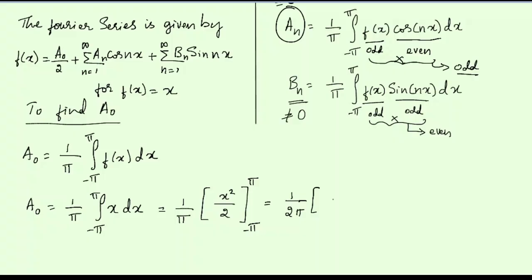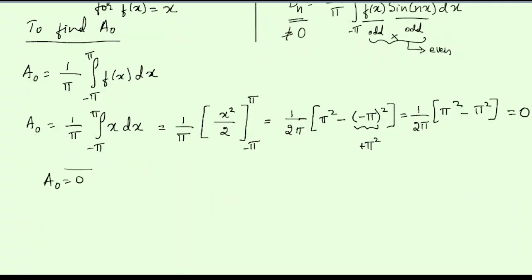That is, first you substitute the upper limit pi square minus of minus pi whole squared. That is 1 by 2 pi. This is pi square minus pi whole square will be pi square, because minus into minus is plus, right? So pi square minus pi square, what is this? 0, obviously. So a0 is 0 as expected.